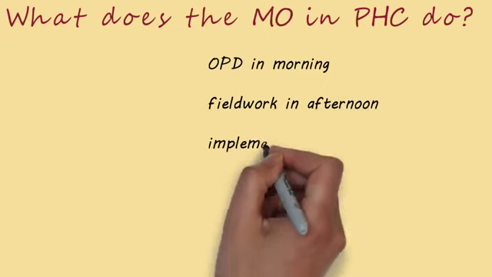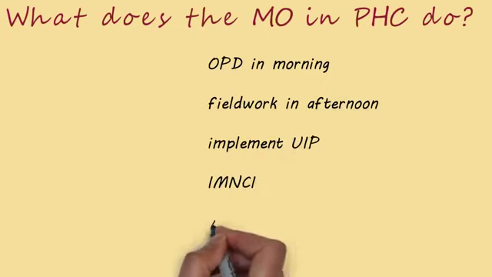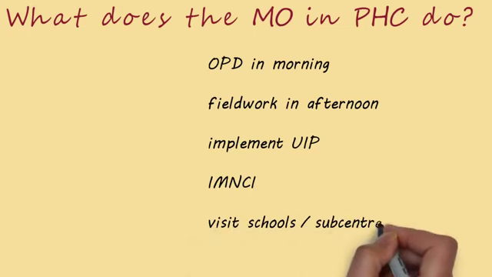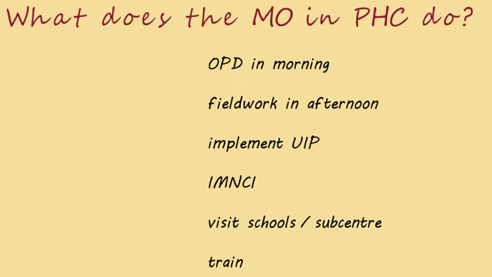He plans and implements the Universal Immunization Program or the UIP and ensures cold chain for vaccines. He implements the IMNCI. He regularly visits schools and sub-centers in his area and organizes medical camps. He also organizes training of health personnel like ASHA, Anganwadi worker training drives. This brings us to the end of this video.